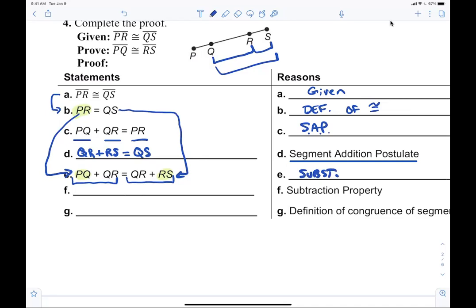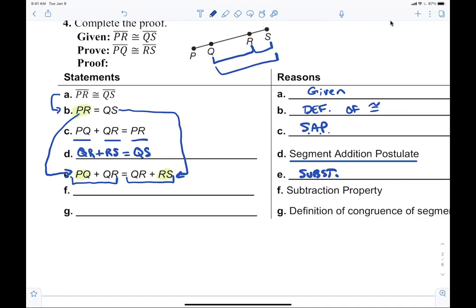All right, now what's the next step? Tell me, James. PQ plus QR minus QR equals QR plus RS minus QR. Yeah, now, again, this is where I think the book is a little inconsistent. Do we have to write that step technically? No, we can just say what, James?